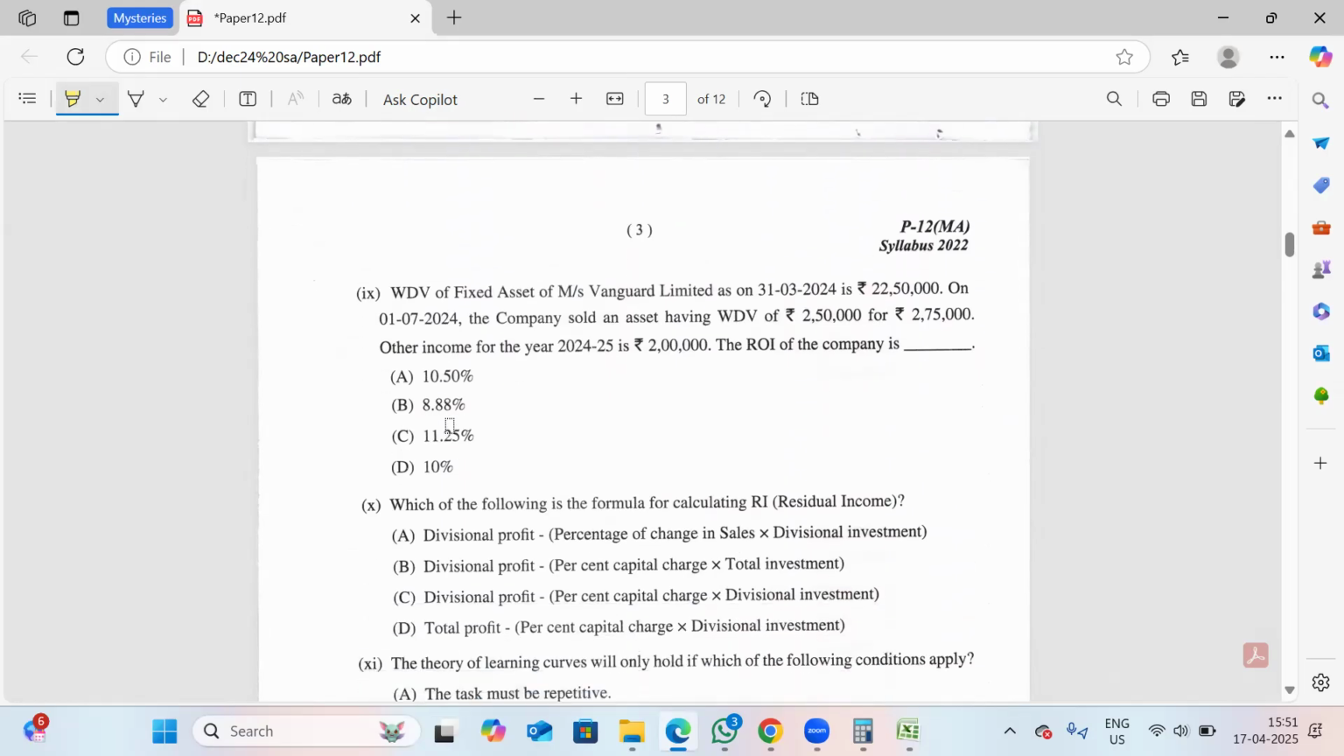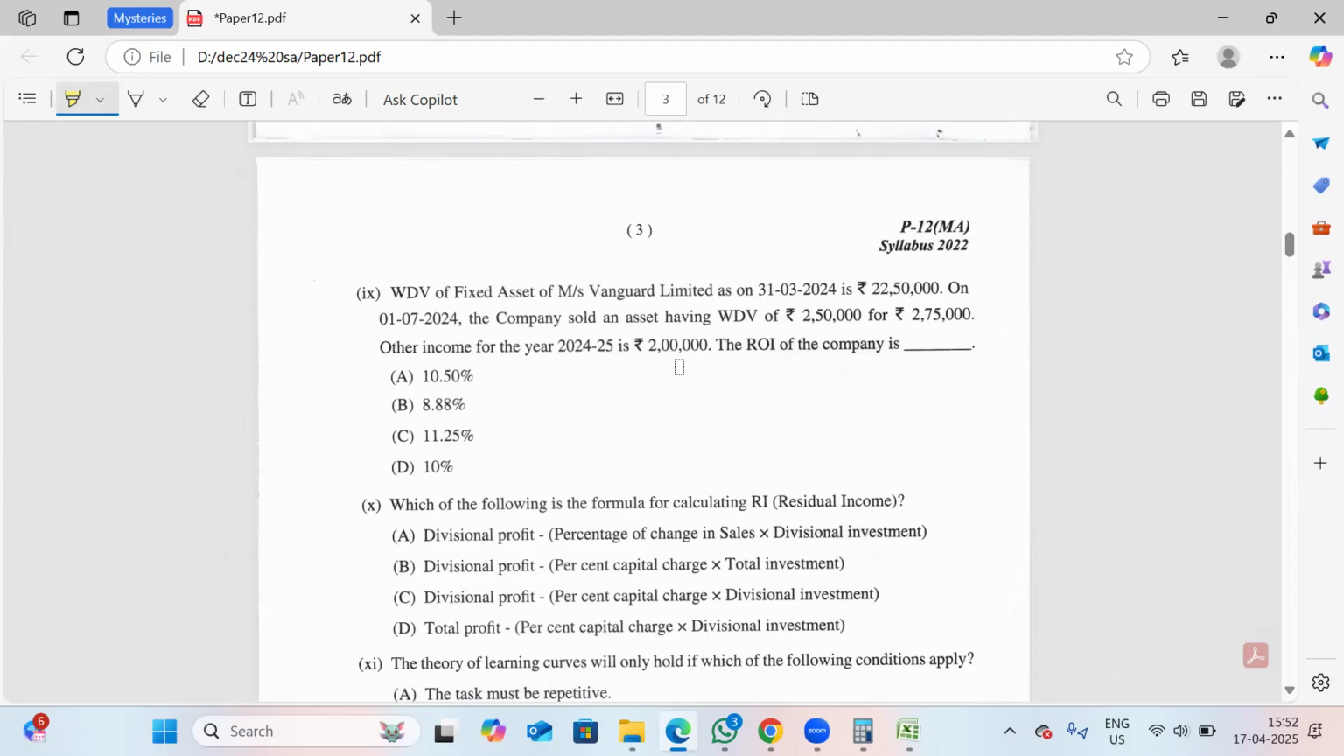Let's move on to the ninth question. Written down value of fixed assets of Vanguard Limited as on 31st March 2024 is 22 lakh 50,000. On 1/7/2024, the company sold an asset having WDV of 2,50,000 for 2,75,000. So here we have sold the machinery worth 2,50,000 for 2,70,000. Other income for the year is 2 lakh.